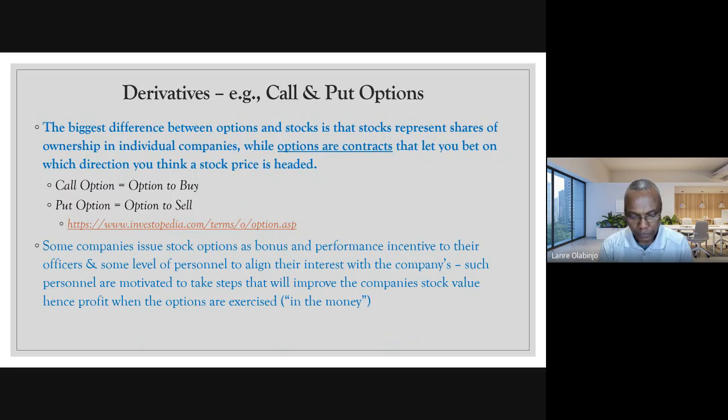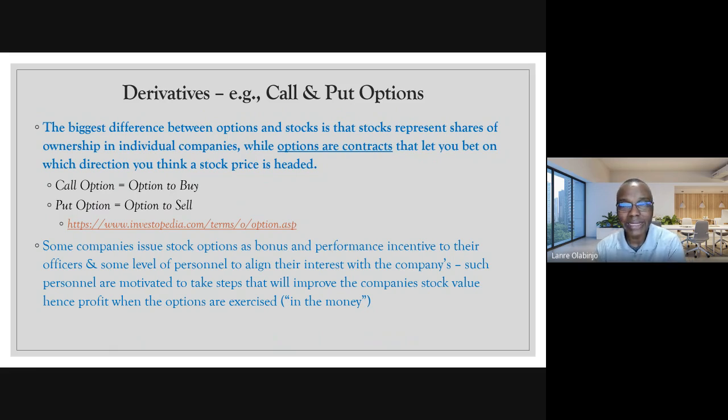For example, let's say a company stock is selling today for $20, and you think that in the future, that company stock might actually be higher than this. But if you buy a call option, you pay some kind of premium, and in the future, let's say they are now selling it for $30.